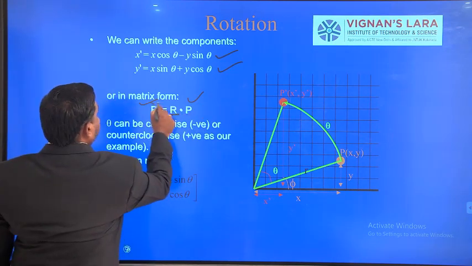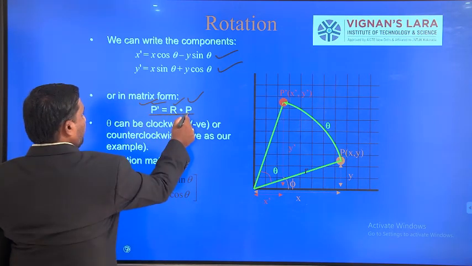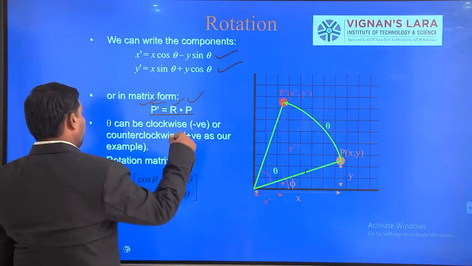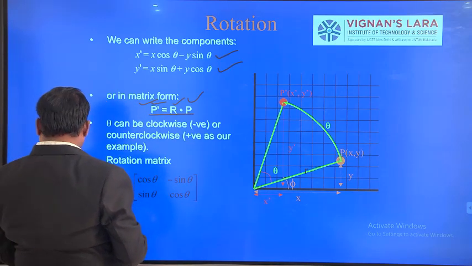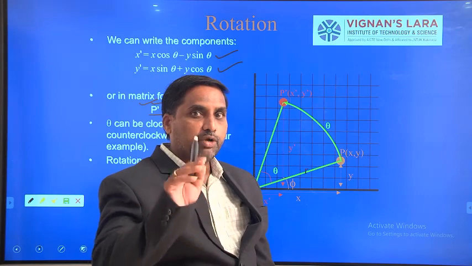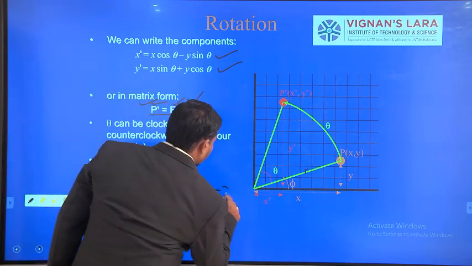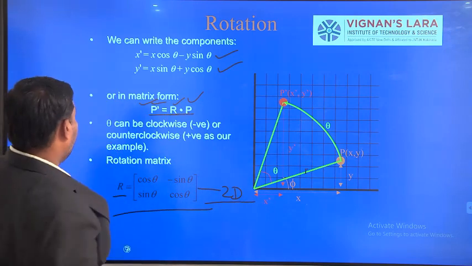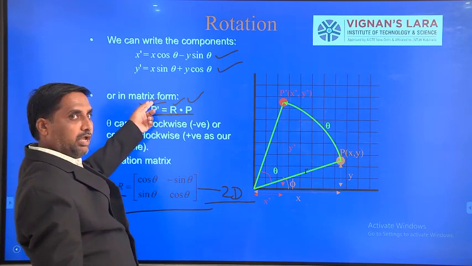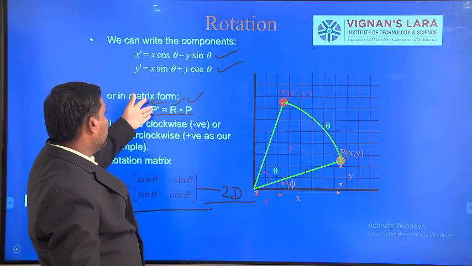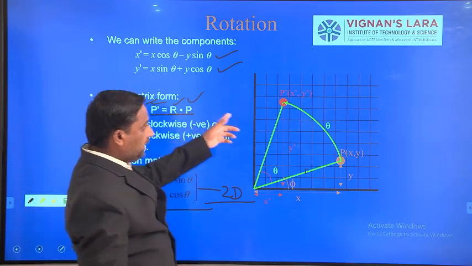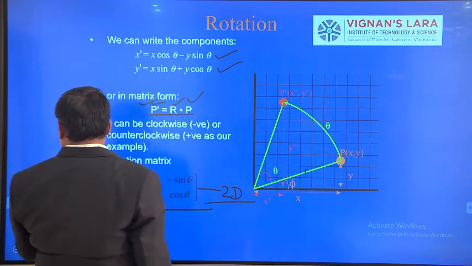That is, P dash equals R into P, where R is the rotational matrix, P is the initial position of the point P, and P dash is the final position of the point P after rotation through an angle theta. Right. So this one is final. This is the rotational matrix in the 2D coordinate system. If you know the theta value, then you can directly evaluate the final position of the point P, that is P dash equals R into P, where P is nothing but the initial coordinates.